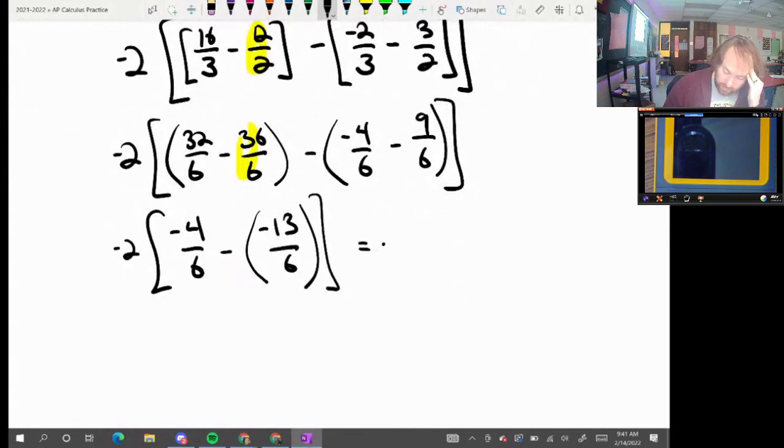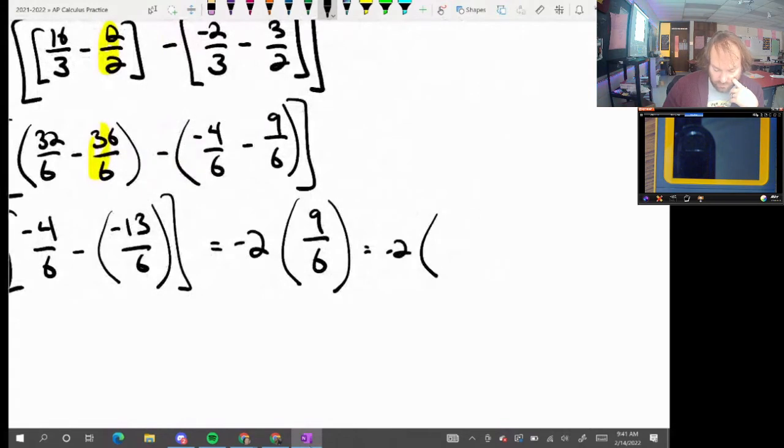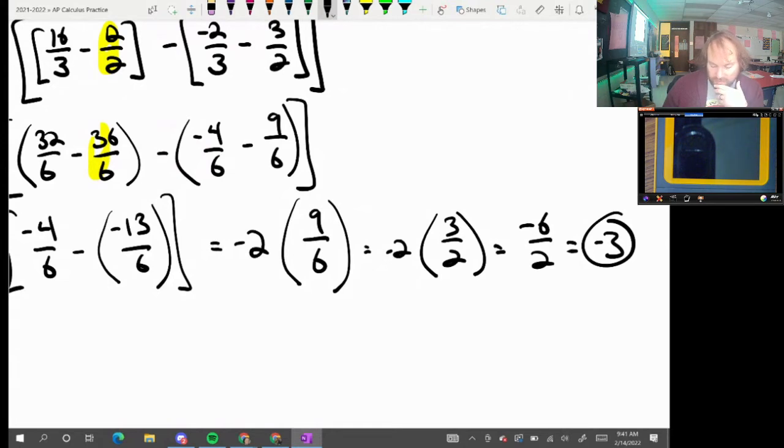Okay, so this is -2 times, if we combine them all together, that's -4 minus -13, which is 9/6. And that is the same thing as negative 2 times 3 over 2. And it's negative 6 over 2, which is negative 3. I think I feel pretty good about that answer. I'm looking around at little math things along the way. I think I feel good about that answer, though.